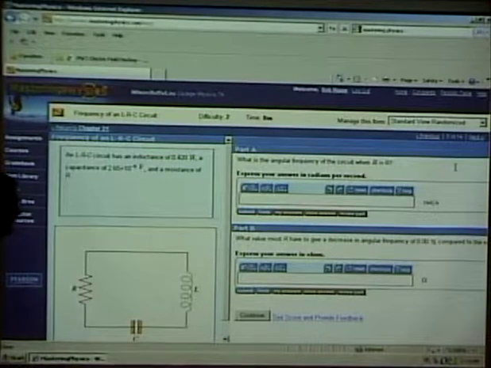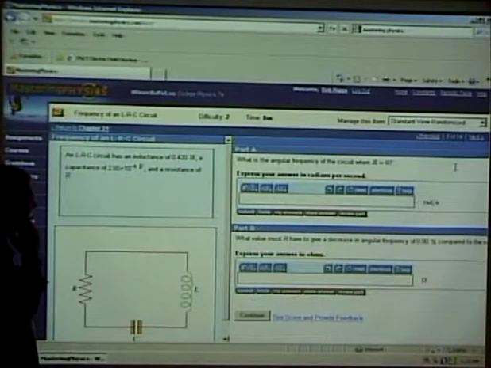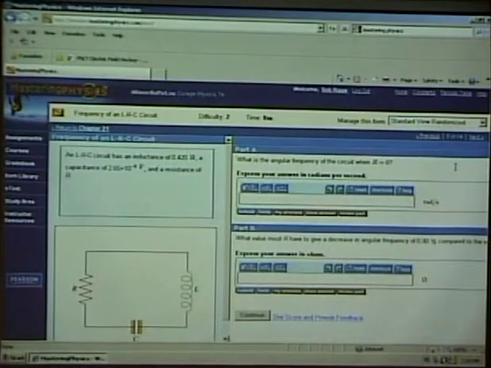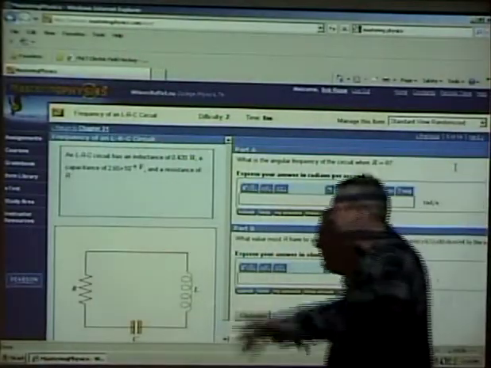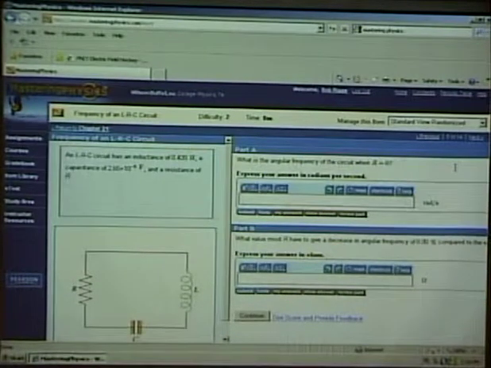All right. Now then. An LRC circuit has an inductance of 0.420 henries, a capacitance of 2.65 times 10 to the negative fifth farads, and a resistance of R. Ooh, is this the one that was driving me nuts too? What's the angular frequency when R is 0? Okay, we're just going to let R equal 0. And so basically what we're going to do is set these two guys equal to each other.